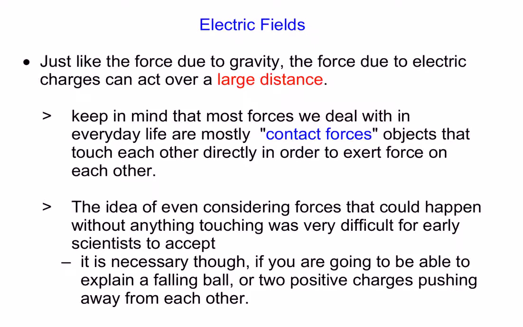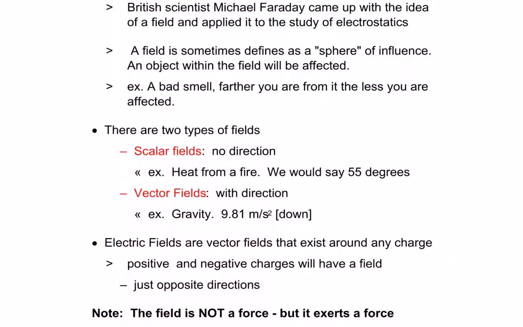So the idea in the old days of figuring out what happens when things aren't touching was a difficult concept for scientists to figure out, but it does make sense, right? How do we explain a ball that falls? Well, gravity's pulling it downwards. We don't see gravity, we can't really measure it, but we know it's there. And the same thing sort of happens when we deal with electric charges. We know two positive charges are going to separate themselves, but we don't really see it or witness it because they don't touch.